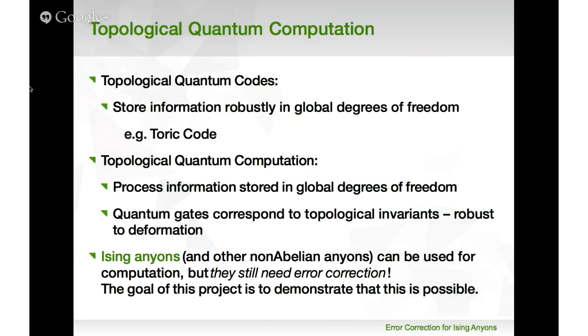However, the key point in this talk is that Ising anyons, and in fact any of the schemes for topological quantum computation or quantum memory using non-abelian anyons, they all still need error correction. There's always going to be a phase during the course of your computation where you measure and you try to read out, and it will be ambiguous, potentially, what the actual state, what the logical state should be. So the goal of this project is to demonstrate that, in fact, it's possible to do error correction with non-abelian anyons, but in particular with Ising anyons.